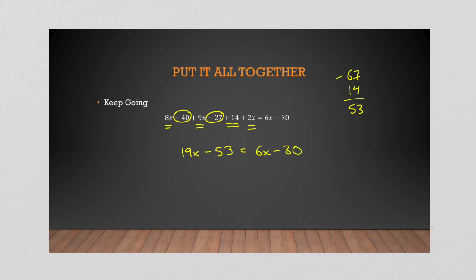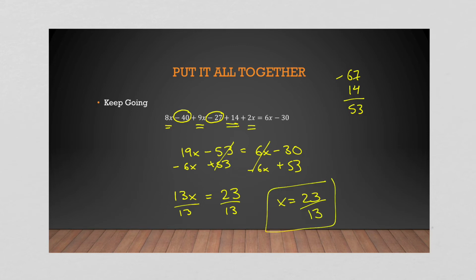So now x's together, non-x's together. So minus 6x, minus 6x. And I get 13x, and then I'm going to add 53 because I don't want the 53 there. Add 53, and I get 23. So now the last step is divide by 13, divide by 13. x equals 23 over 13.